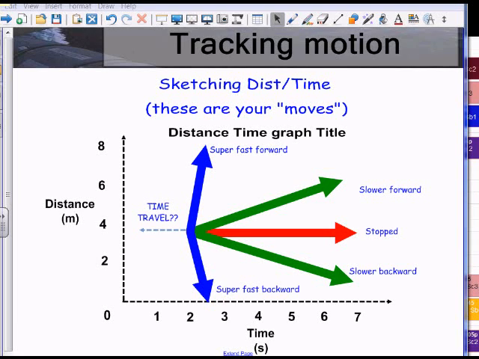This video is about distance time graphs, but just sketching them. So we're getting away from the numbers, and by the end of this video, you should be able to look at the shape of a graph. It goes up, it goes down, and you go, oh yeah, I see what's happening there.